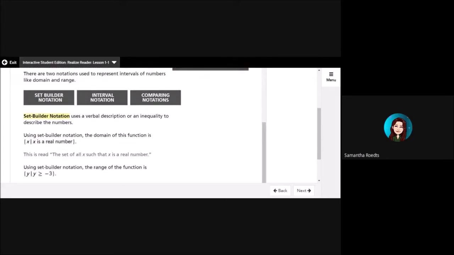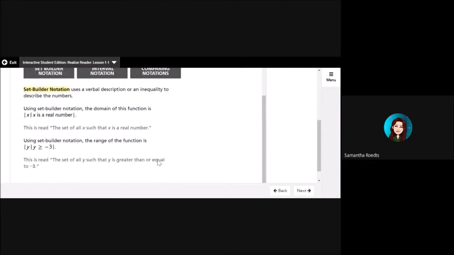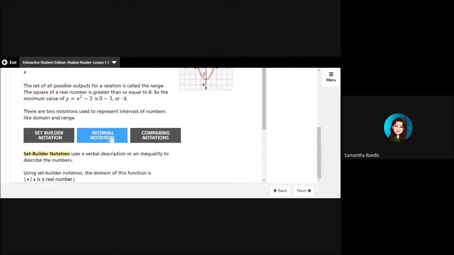So using set builder notation, the domain of this function is {x | x is a real number}. This is read, the set of all x such that x is a real number. Using set builder notation, the range of the function is {y | y ≥ -3}, which is read, the set of all y such that y is greater than or equal to negative 3.